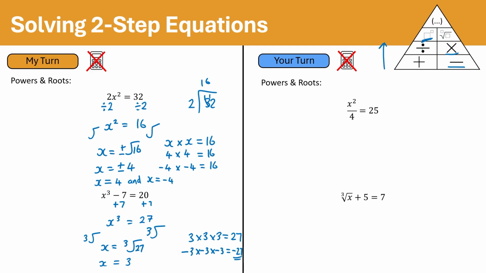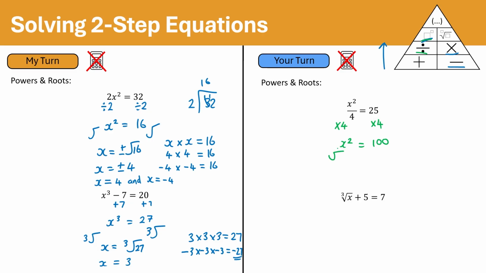So here we have x squared divided by 4 being equal to 25. I want to undo my division before I undo my squaring. The inverse of dividing by 4 is multiplying both sides by 4. On the left-hand side, that'll leave me with x squared. And on the right-hand side, 25 multiplied by 4, just one of those ones you need to know, it's 100. So I'm left with x squared is equal to 100.